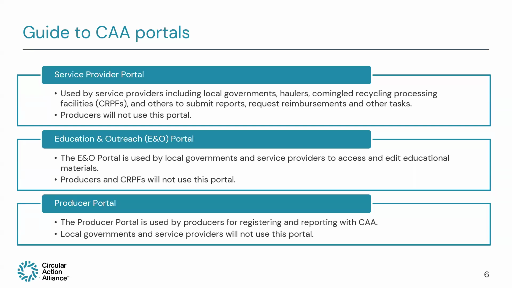CAA has several portals, and so just giving you a high-level overview of these before we get started. Today, we will be talking about the Service Provider Portal there at the top. This is used by any service provider, such as a local government, hauler, commingled recycling processing facility, the CRPFs, or others to submit reports, request reimbursement, and several other tasks, which we'll go through today. Producers are not going to be using this portal.